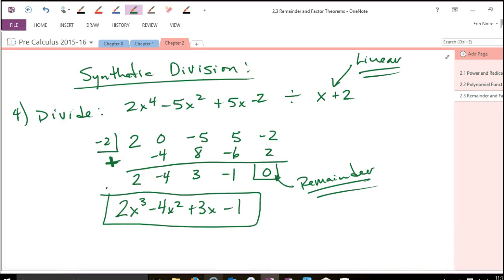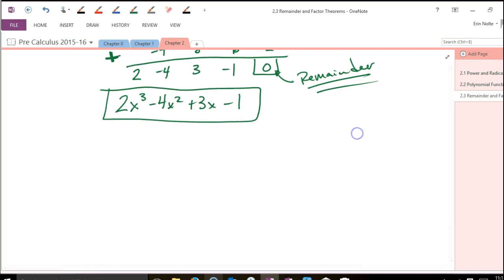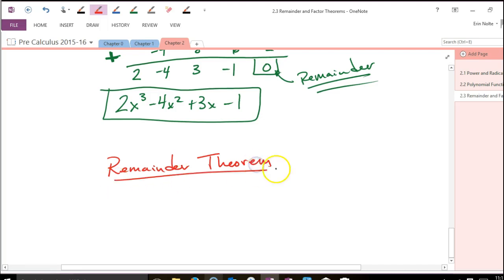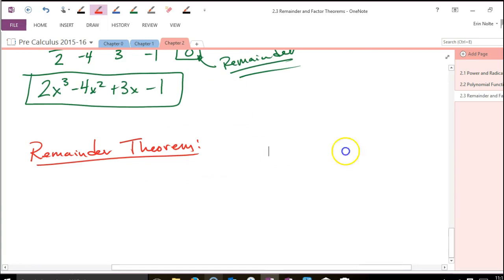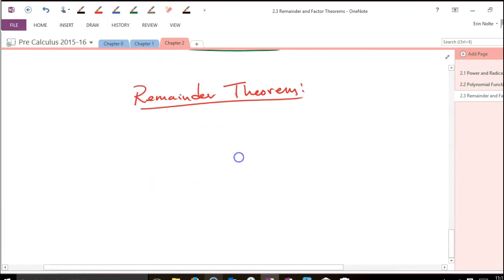Do I need to do another example of that? You want another example of synthetic? Let me use it with the remainder theorem, how about that? I think this is such a cool theorem. I never ever use it, but it's cool. I never remember to use it anyway.